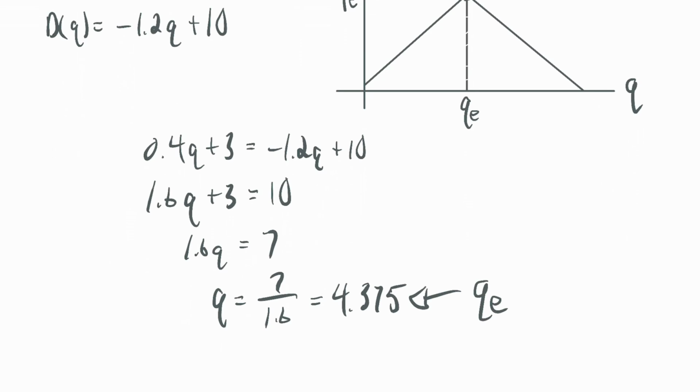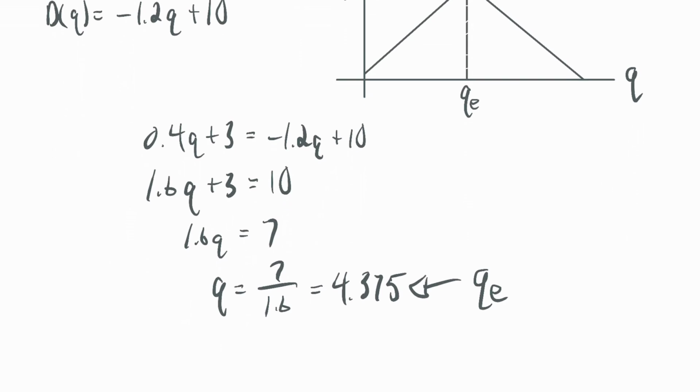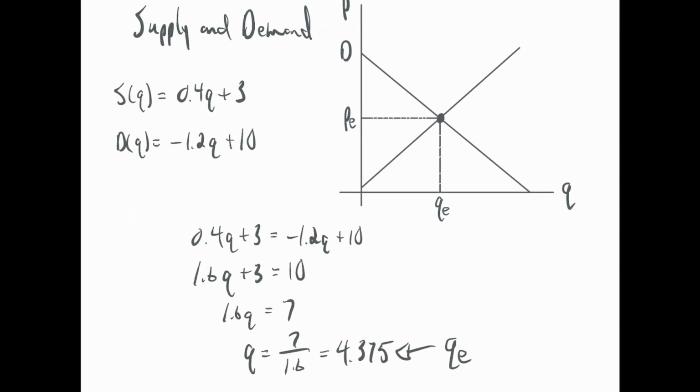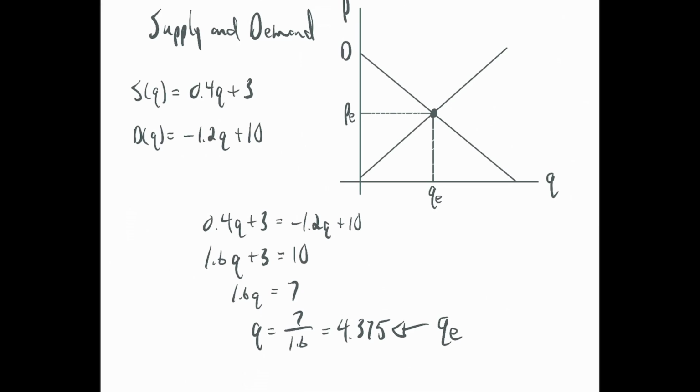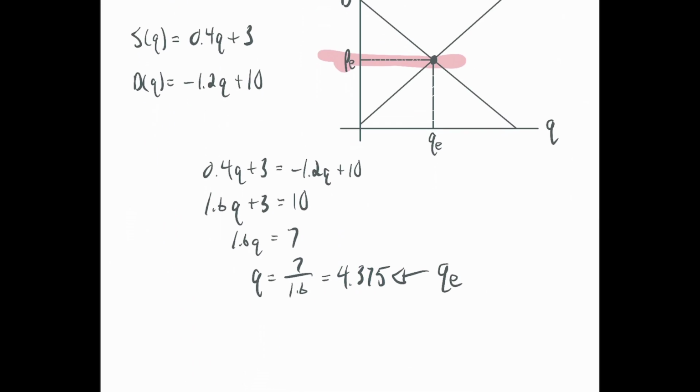And then I could ask, well, great, what's the equilibrium price? What I need to do in that case is find what this height level is on those graphs. I can take this quantity and throw it into either of those functions. It doesn't matter which one because they agree. So just pick one. I'll go with supply. So I can say, what is S of 4.375?